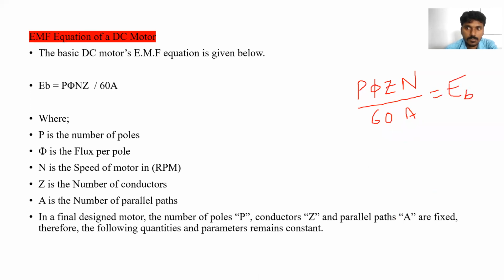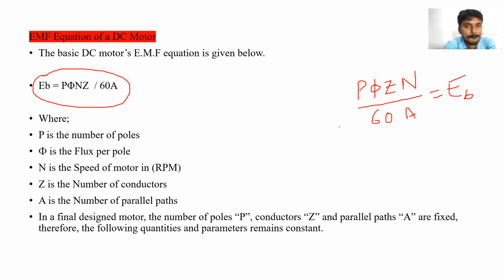Yes, sir. So it is on the screen. Why are students not saying? I have written on the screen P phi Z N upon 60 A. Prajakta, can you unmute yourself? Prajakta, Aarti, Rutuja. So I will mark these students absent. So why are you not telling? Huh? Aarti?